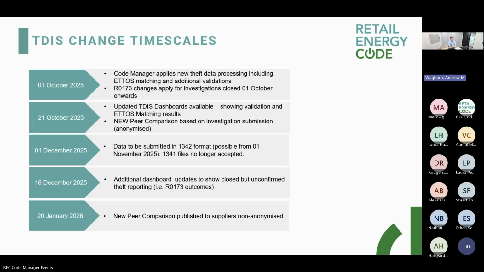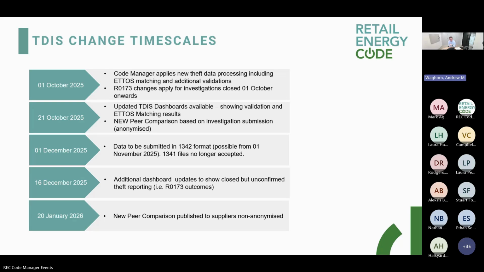And again, linked to that, we will then start in December a smaller change to the dashboard that will start to show closed but unconfirmed theft reporting. That being the items that are now being incentivized under that 173 change. So that will start to become available. From then, obviously, we're not expecting loads of those initially because that's the first data cut. But obviously, that will build up over time. And then, as I've mentioned, that peer comparison will flip over to a non-anonymized view from the January publication. So those various mid dates, because that's the dates the dashboard updates. If you're wondering why the random dates.